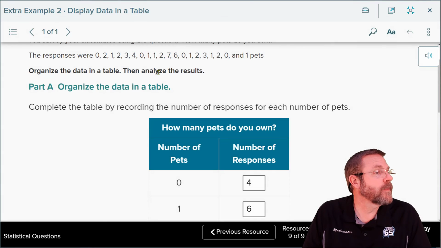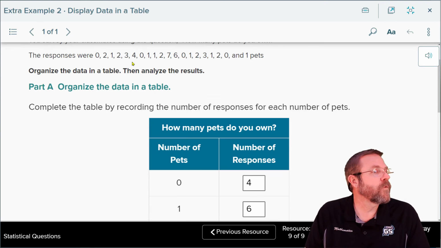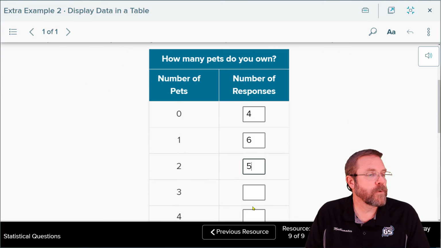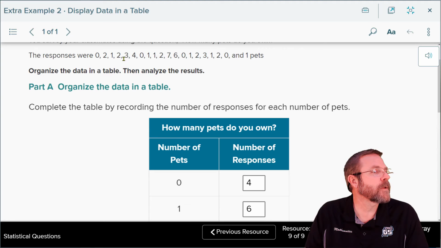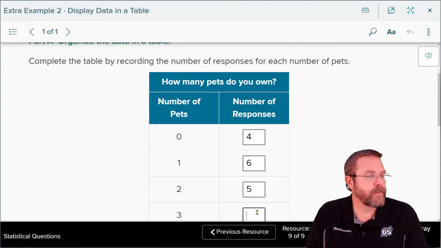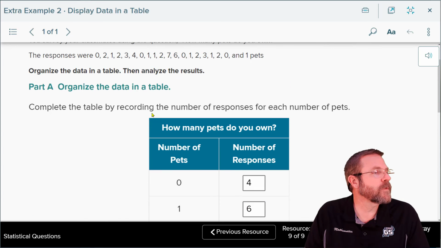Okay. And then 2 pets was 1, 2, 3, 4, 5. Put in my 5 right there. 4 pets was going to be 1. Just one person has 4 pets. Wait, did I lose 3 pets? Where's my 3 pets at? 1, 2 families have 3 pets. And then, wow, we got to go all the way up to 7.